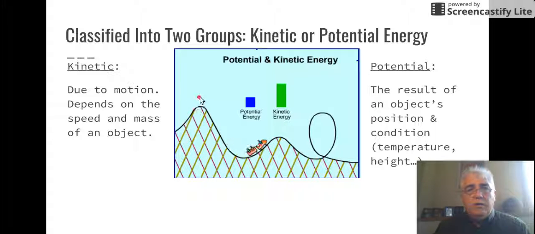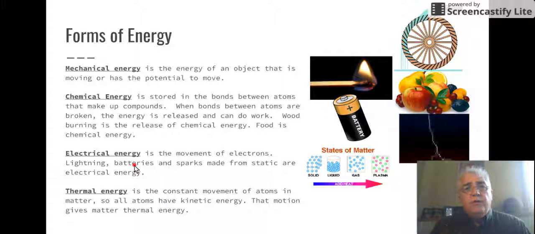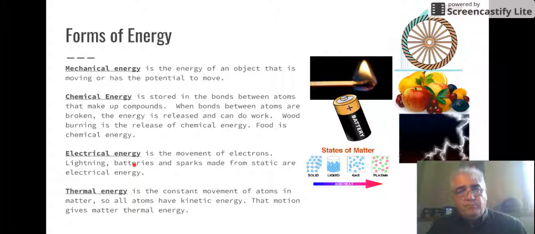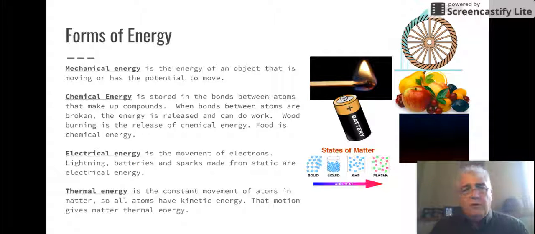So potential energy is real high here, kinetic energy is low. On the bottom of that first hill, potential energy is low, kinetic energy is high, it's moving as fast as it will, and then that process is repeated throughout the rest of the ride. There are several forms of energy. I'm going to go through the next few slides and explain to you a little bit about what those are.